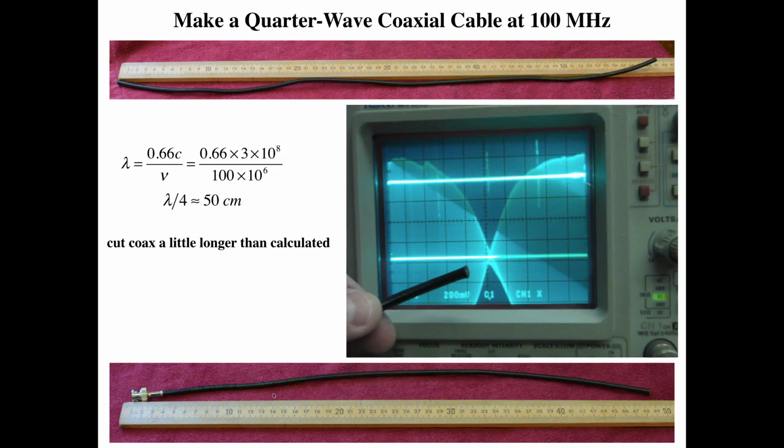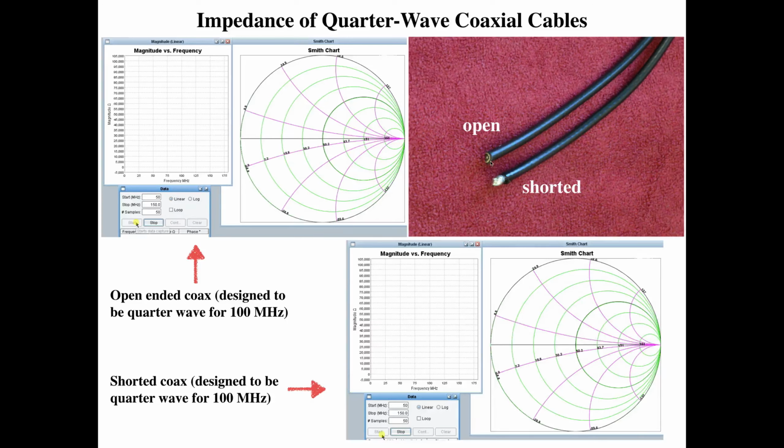So I made two of those at 100 megahertz. Here's the open one you saw me just make. I made another one, and I shorted it. There's the inner conductor, there's the outer conductor, and I just connected them together, so that's the shorted cable. An open quarter wave is going to be represented over here. We're going to take our open-ended quarter wave, and this time we're going to vary the frequency from 50 to 150 megahertz. This is on our impedance analyzer, and we're going to do a frequency sweep.